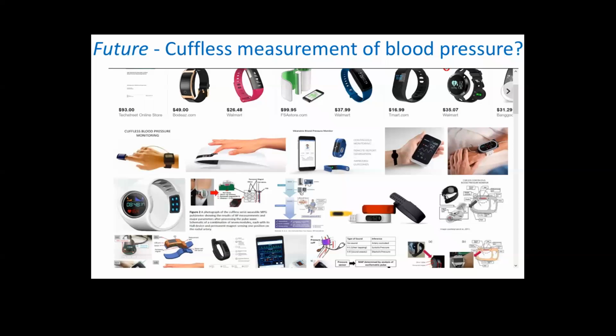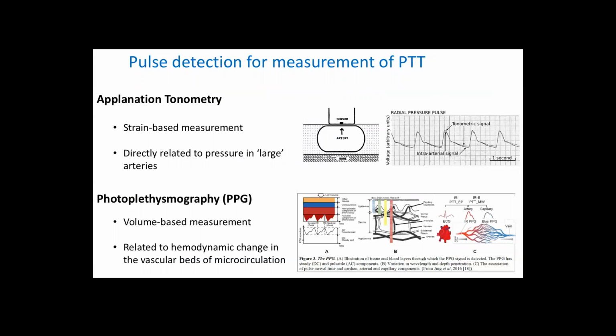buying something that's useful. So basically, as you know, for pulse detection, you can use pulse transit time, and you can either use applanation tonometry, which is the SphygmoCor system that I've already showed you, which is a strain-based measurement, and it's directly related to the pressure in the large arteries, or you can use photoplethysmography, which is a volume-based measurement, and Phil Chowienczyk at St Thomas's in London has done a lot of experiments with photoplethysmography. And it's volume-based, related to hemodynamic change in the vascular beds of the microcirculation.